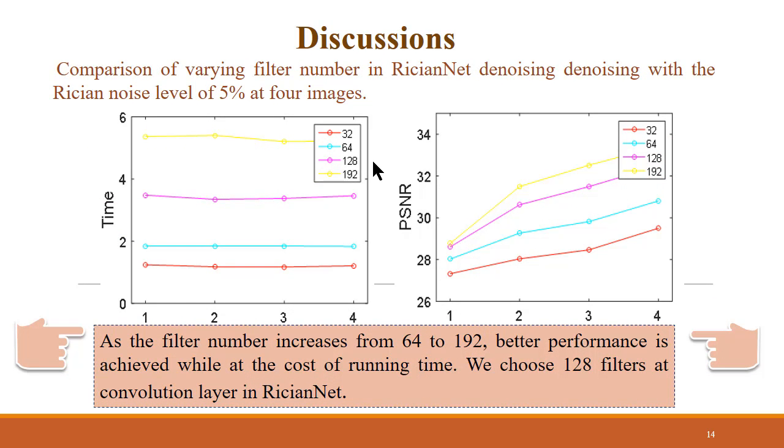Here we discuss different filter numbers in our proposed method with a 5% level of Rayleigh noise. We also compare the time and the PSNR. We can see that as the filter number increases from 64 to 192, we get better and better performance, but also at the cost of running time. So in our work, we choose 128 filters in the convolution layer in the RayleighNet.